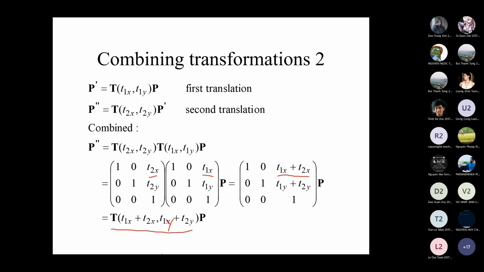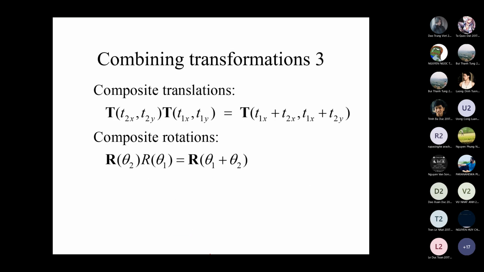And then we do similarly with the rotational transformation. We will have R theta 2 and R theta 1 equal to R of theta 1 plus theta 2.